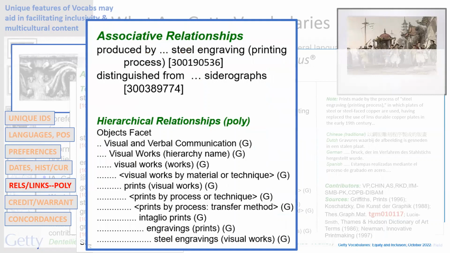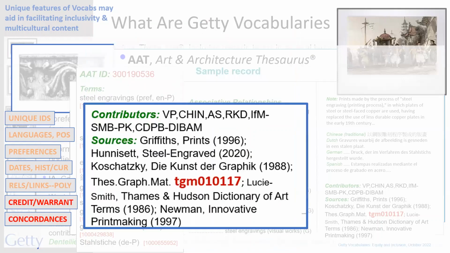We have relationships and links, polyhierarchical links in the vocabularies, and these are very important for displaying different points of view. So for associative relationships, the relationships are defined. Here we have steel engravings as objects that are produced by the process of steel engraving. And another type of relationship, they're distinguished from siderographs, which are produced in a similar way. And this just has one hierarchical view, but the hierarchy is polyhierarchical. So we could display steel engravings in a different view if that were necessary in this case.